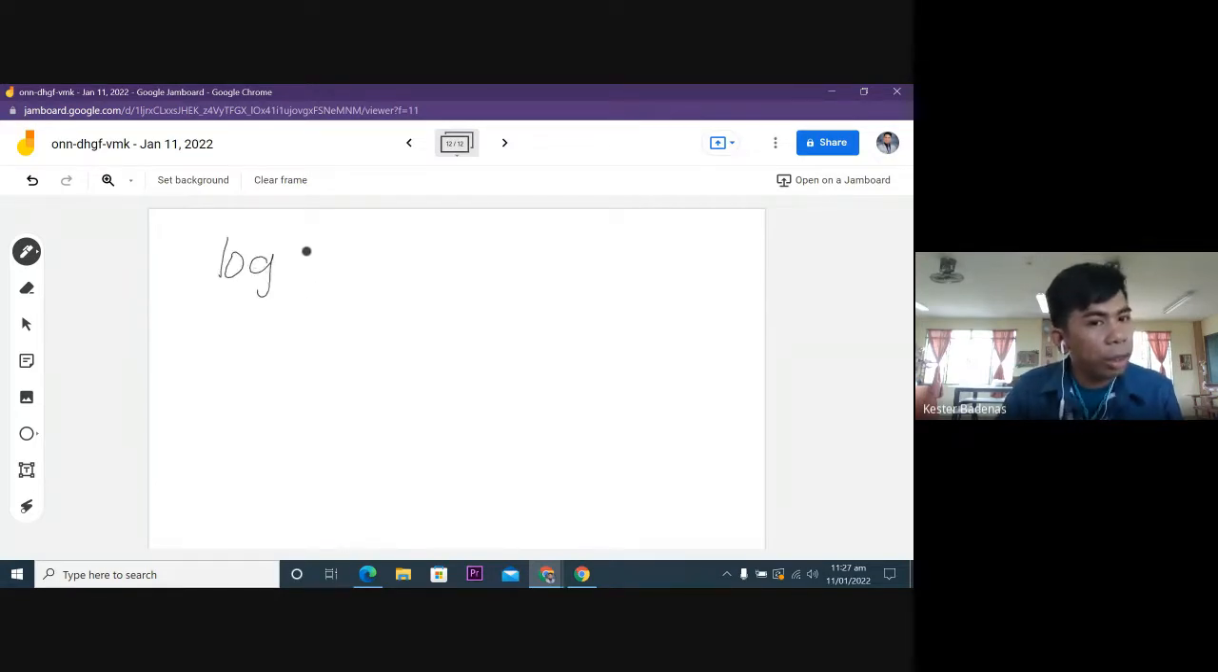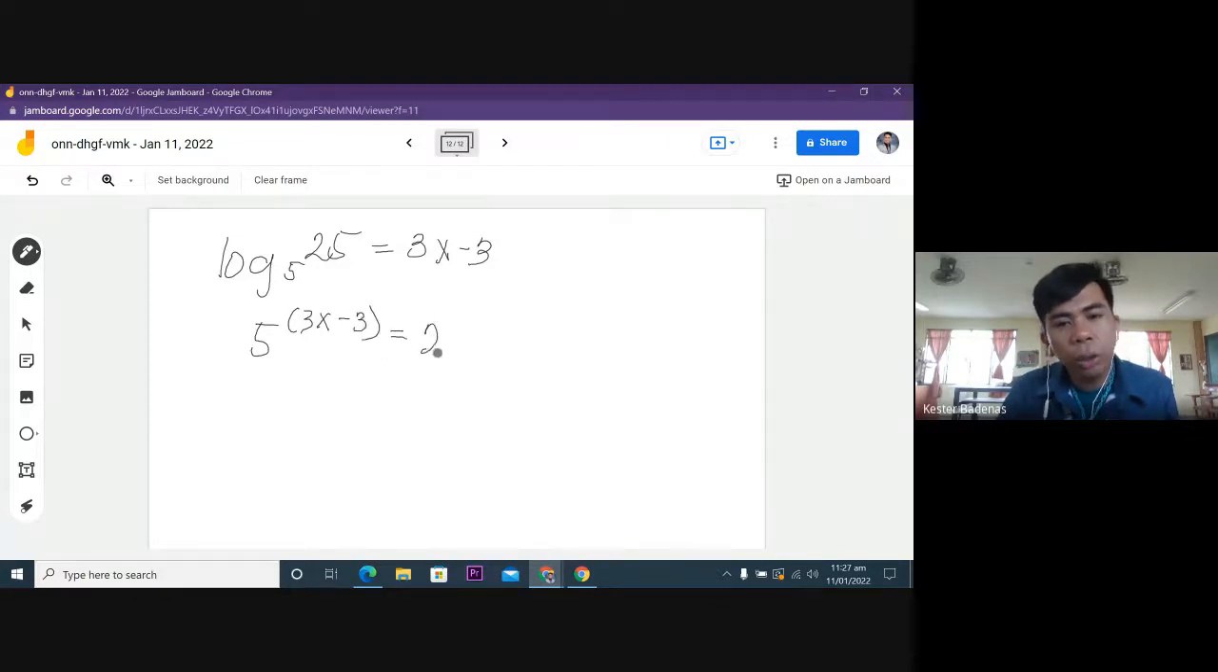Logarithm of 25 with the base 5 is equal to 3x minus 3. Ayan siya. So, rewrite lang natin ulit sa exponential equation niya. So, we have 5 raised to 3x minus 3 is equal to 25. Sir, hindi pareho ng base. Di ba? Natutunan niyo ito sa exponential function.